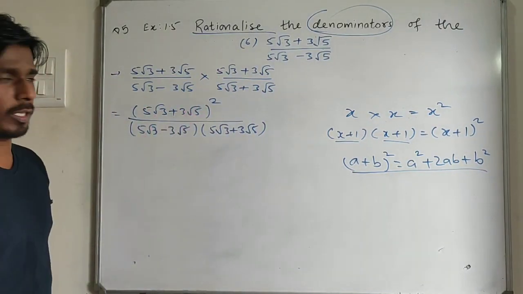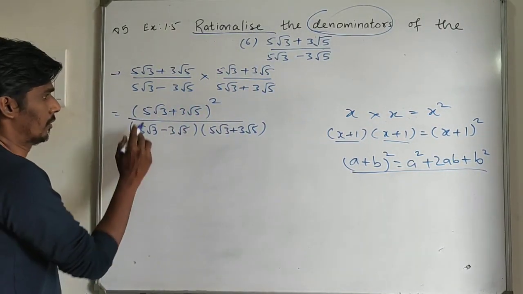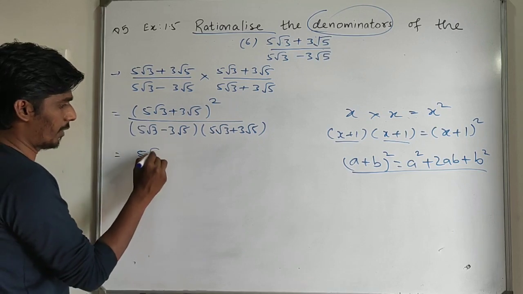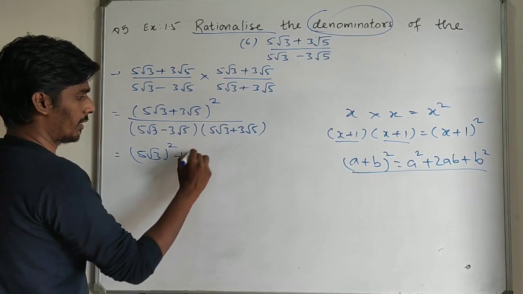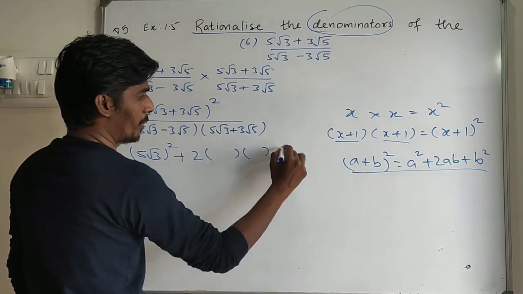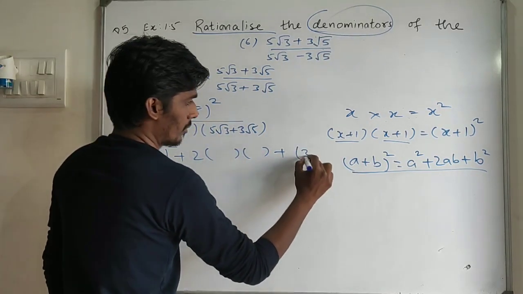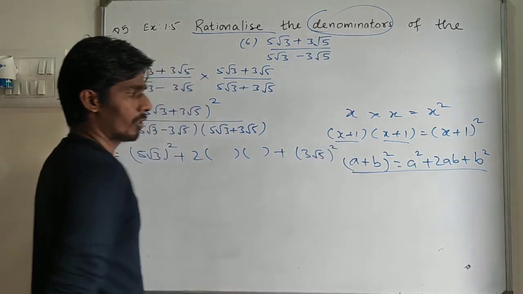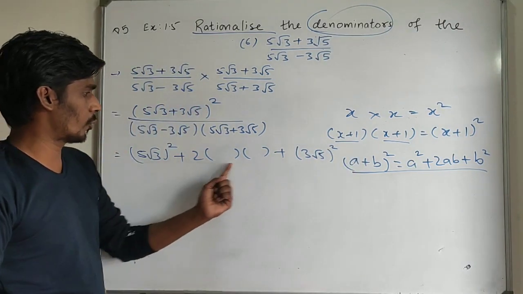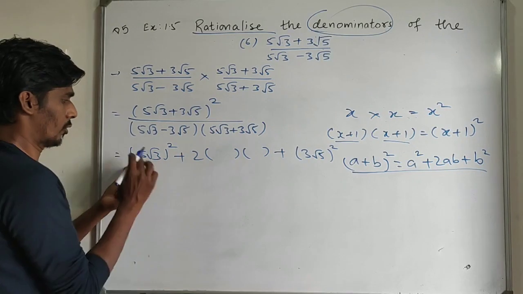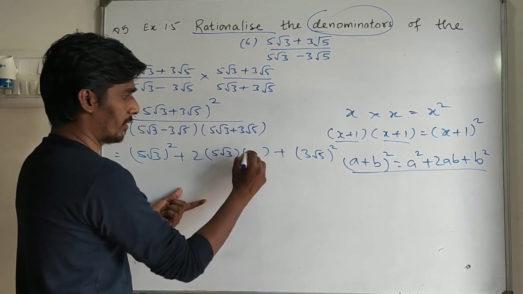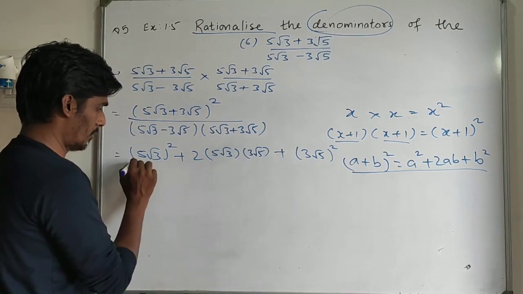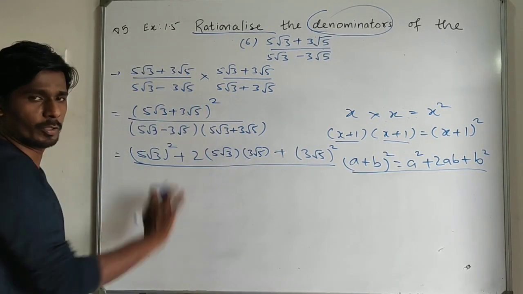So same formula I am going to apply for numerator. Square of first term 5 root 3 square, a square की जगह पे, then 2 into a into b and b square, 3 root 5 whole square. So this is a square plus 2ab plus b square. So here I am going to write 5 root 3 and here 3 root 5. So this is what? Only numerator.